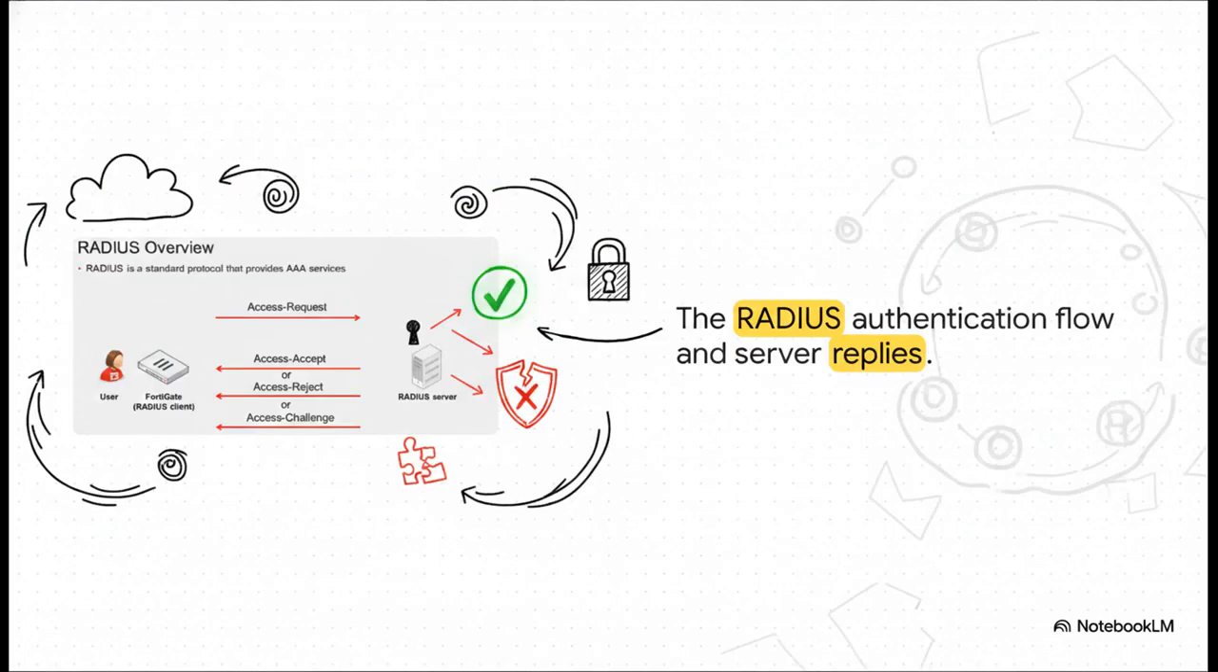Now, RADIUS operates quite differently. It doesn't use a directory tree at all. Instead, it's a standard protocol specifically built for providing authentication, authorization, and accounting, or AAA services.